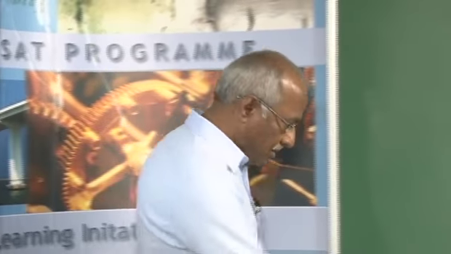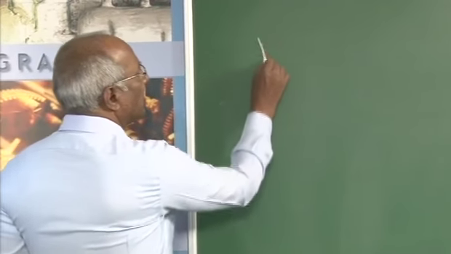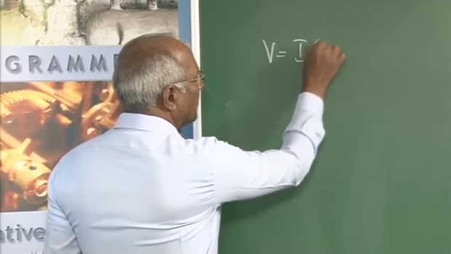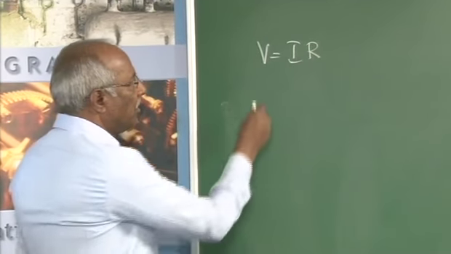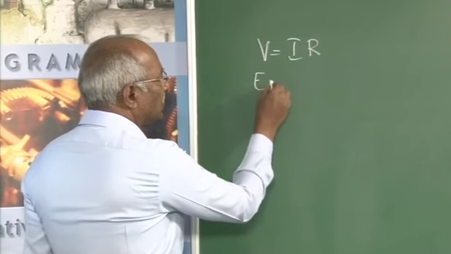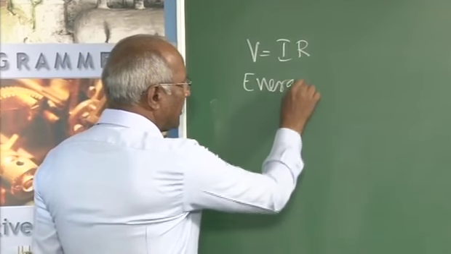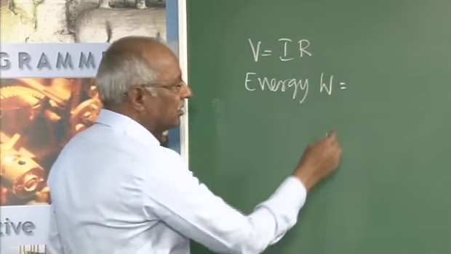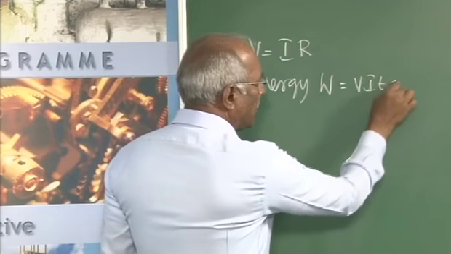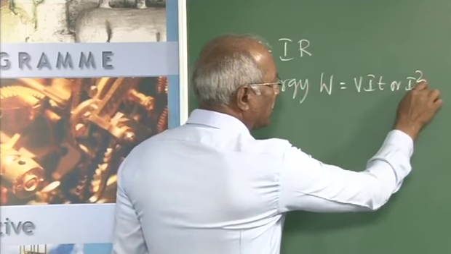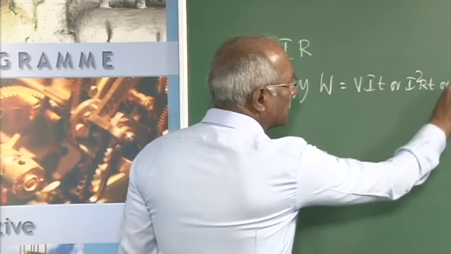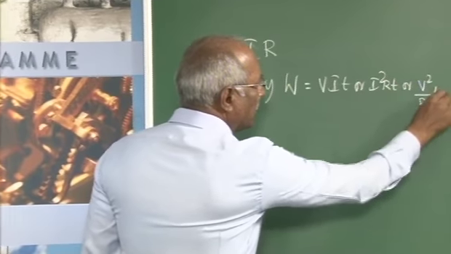So, in the last class we went through the basics of electric circuits, DC circuits. I will just brief as to what I did in the last class. Ohm's law, V is equal to IR, and energy is generally represented by W. This can be taken as VIT, or I square RT, or V square by R into T.